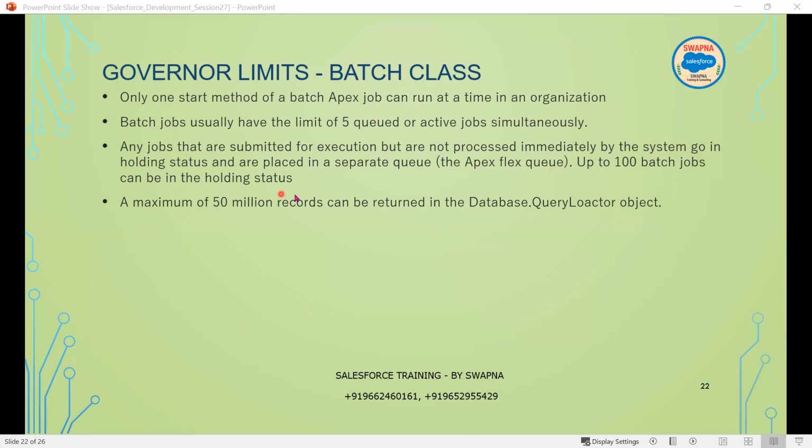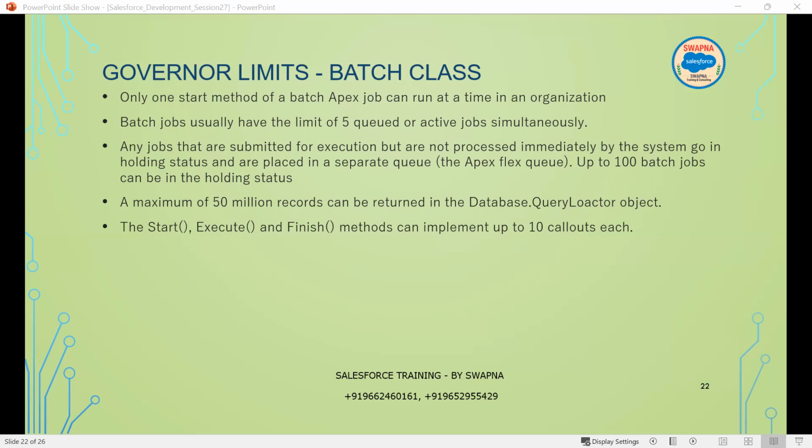And we know that 50 million records can be returned by the Database.QueryLocator. And this is a very important interview question. They will ask how many callouts can be done through the batch class. The answer is 10 callouts. A callout is nothing but making a call to an external web service, that means you are hitting the external system.